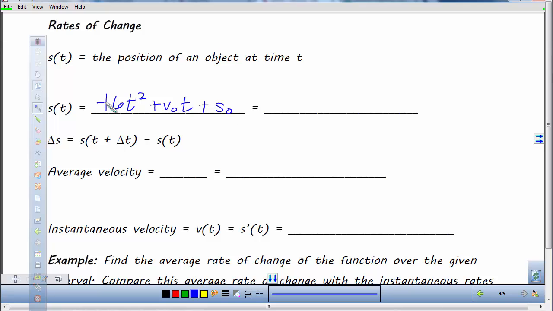Okay. And so our average velocity is going to be delta S over delta T. We talk about average velocity all of the time. Yesterday I had to go to Charlotte, and it took me, let's just say, 90 minutes. Charlotte is about 90 miles, right?